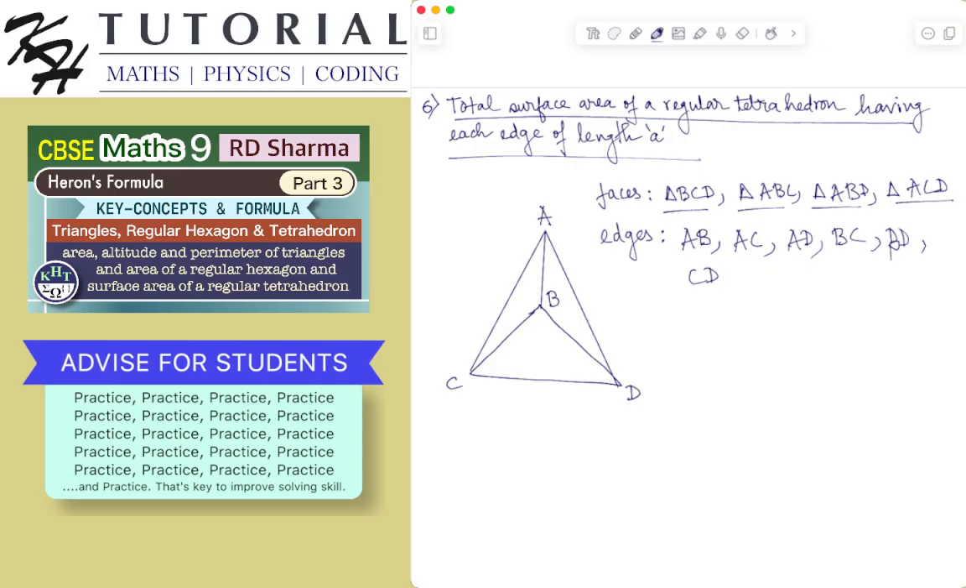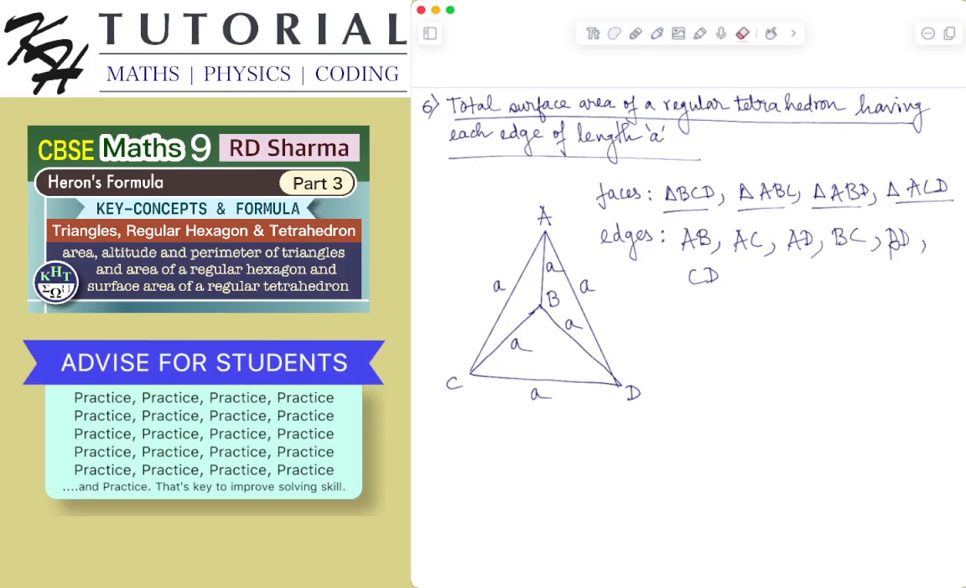So all these edges are of length A, which means that A is the length of each side of all these equilateral triangles. That is, each equilateral triangle is one face of the regular tetrahedron and there are four faces. So these are all A. Then what will be the area of this regular tetrahedron, let's say ABCD? Not area, sorry, the total surface area.